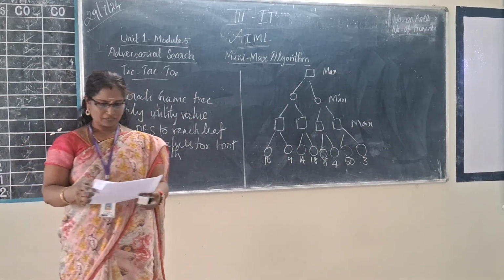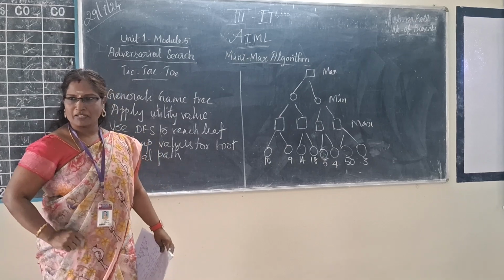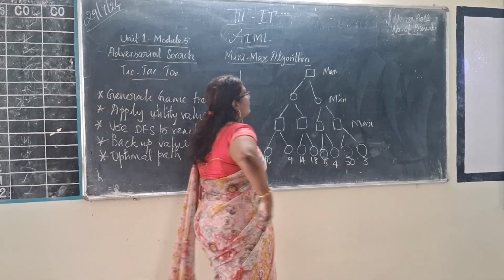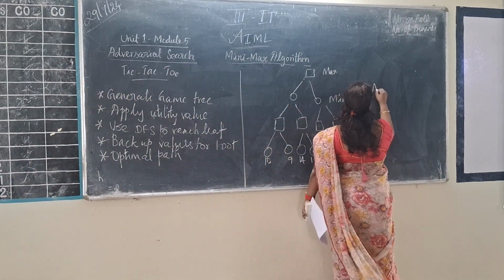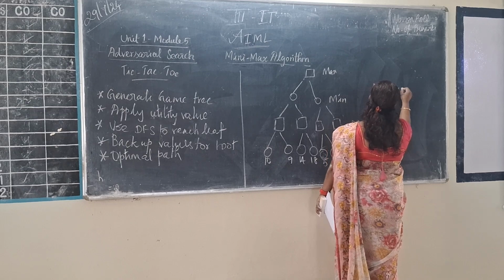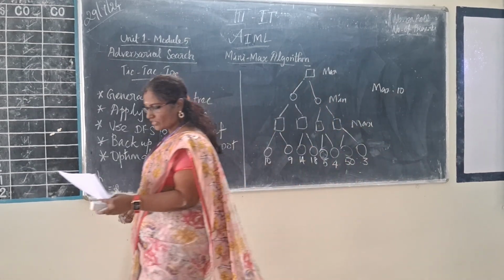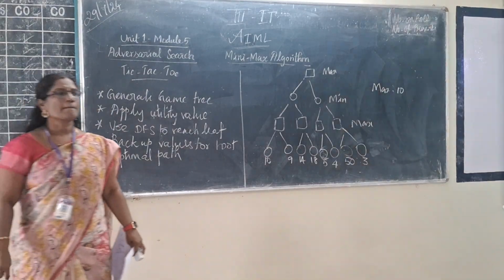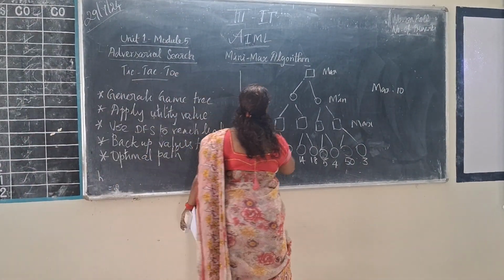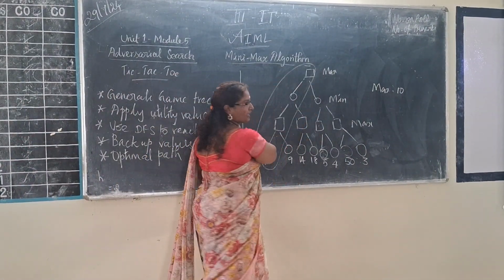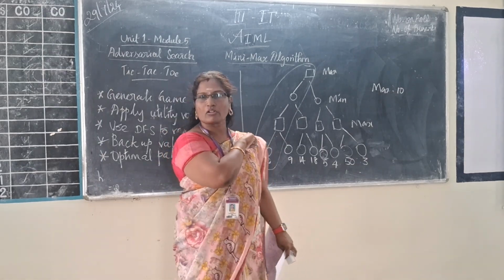10 now. Are you telling me just by looking, without working it out? Okay, fine. Max value will be 10. What will be the optimal path? Which is the optimal path? Yes, this leftmost will be the optimal path. Anybody will be able to guide me to solve this?